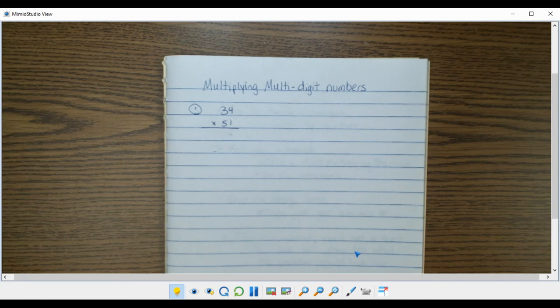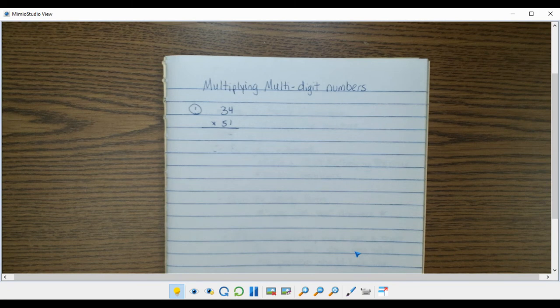In this video, we're going to review multiplying multi-digit numbers. It's a skill that you should have learned in elementary school, but there's a good chance you need a refresher. The beautiful thing about video is that you can pause, rewind, and replay the video as you need to. You might even want to pause the video and try this problem on your own, and then come back and see if you did it the same way that I did.